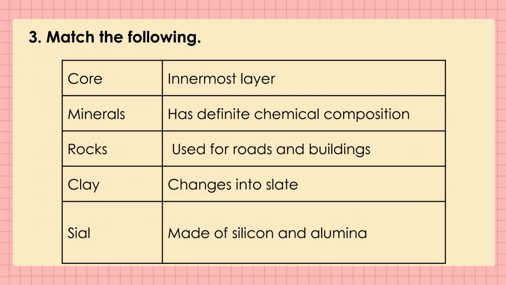Let's go through the combination and the answer. So what is core? This is the innermost layer. Minerals has definite chemical composition. Rocks used for roads and buildings. Clay changes into slate, then CL, made up of silicon and alumina.